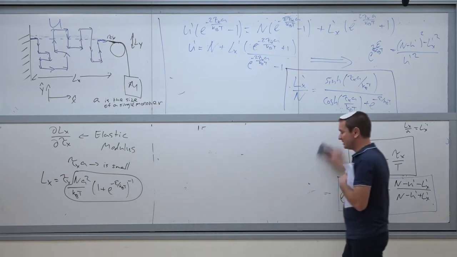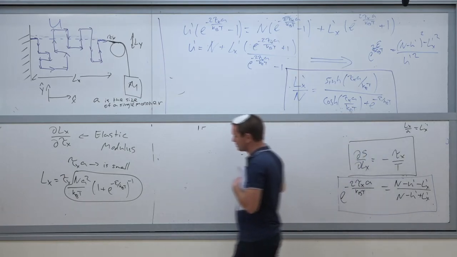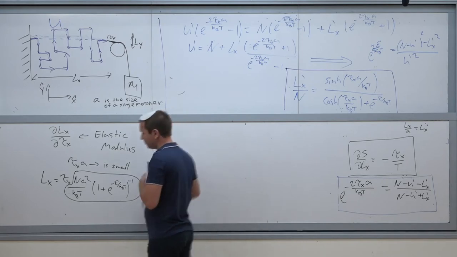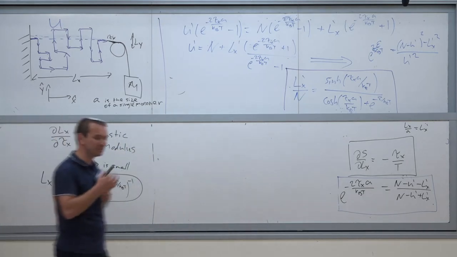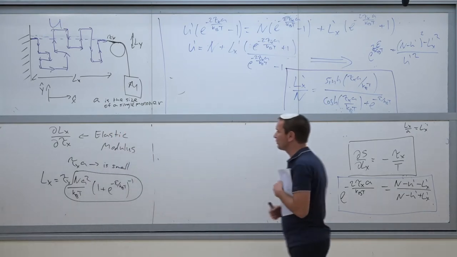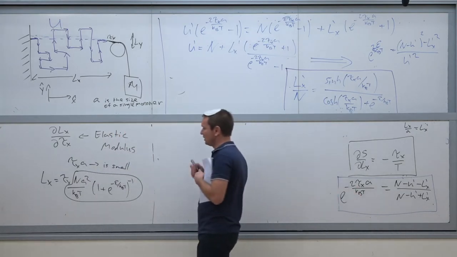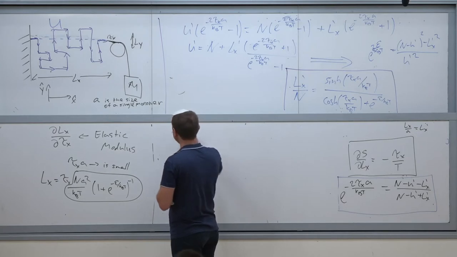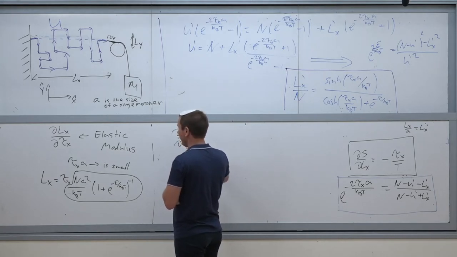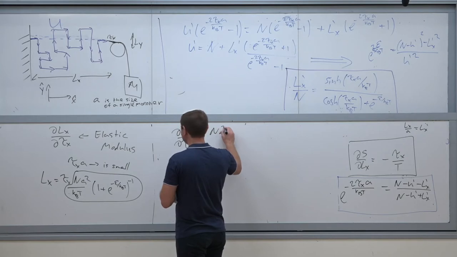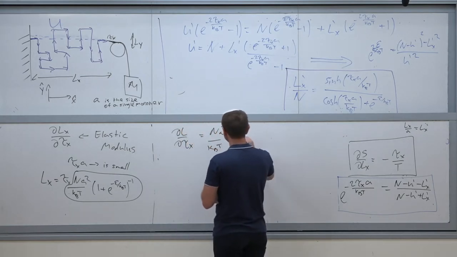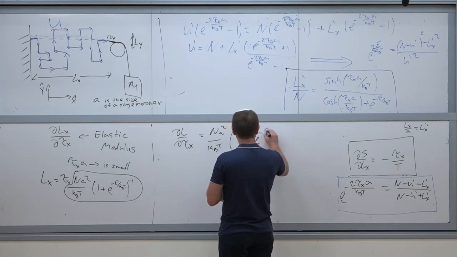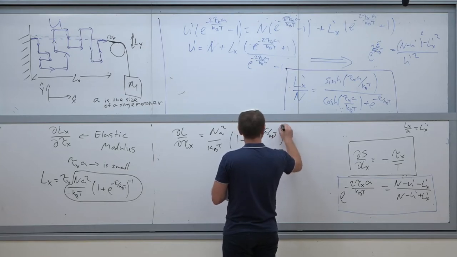Like in regular elasticity, right? I apply a small force and the length is small. I apply a large force, the length is large, but it breaks somewhere in between. So we cannot simply apply a large force. So our elastic modulus, dL_x to d tau_x, is N a squared divided by k_B T, multiplied by 1 plus e to the power minus k_B T minus 1.